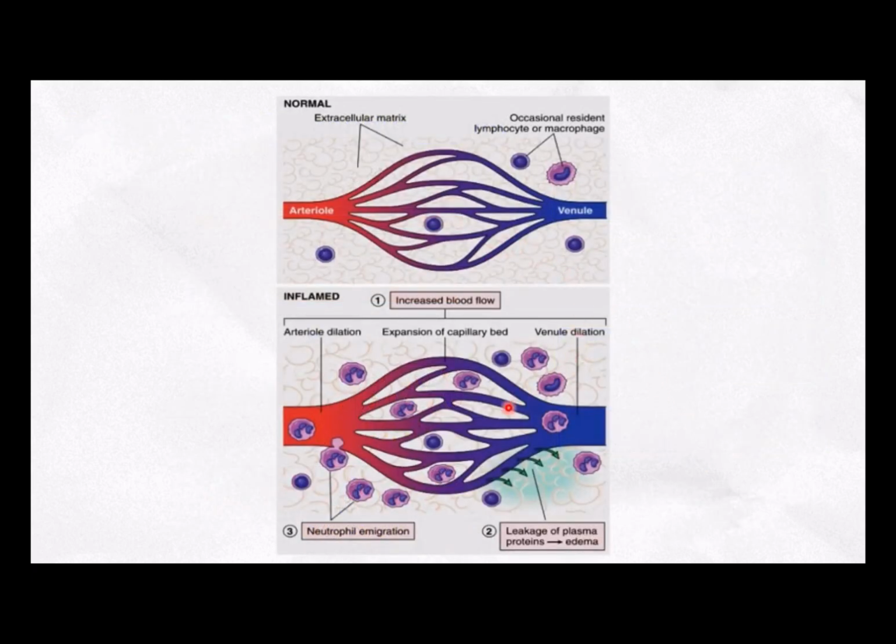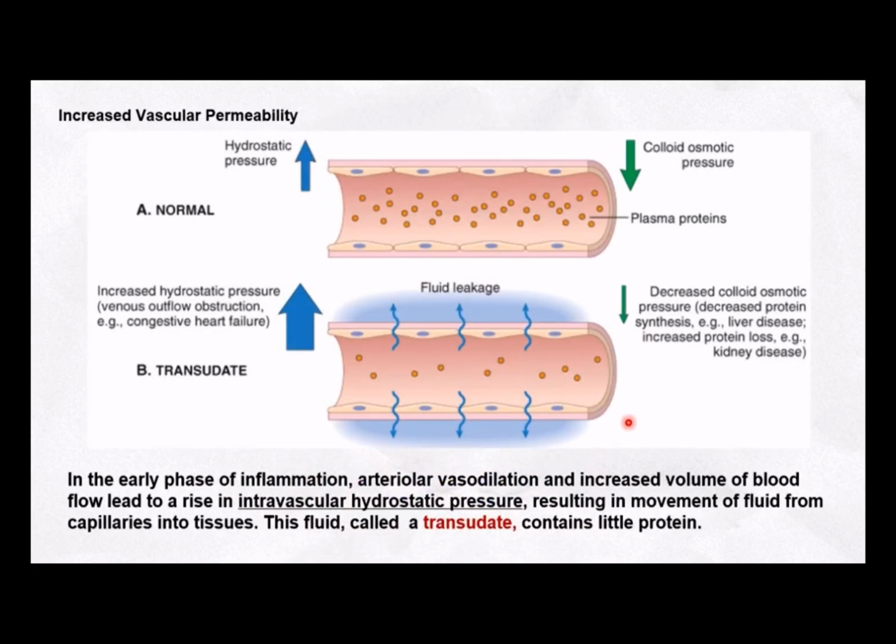The picture shows vascular and cellular reactions of acute inflammation. Compared with normal, the major local manifestations of acute inflammation include vascular dilation and increased blood flow, causing erythema and warmth; leakage of plasma fluids and proteins, causing edema; and leukocytes, meaning neutrophils, emigration and accumulation in the site of injury. In the early stage of inflammation, vascular dilation and increased volume of blood flow lead to a rise in intravascular hydrostatic pressure, and then fluid leaks from capillaries into the tissues.